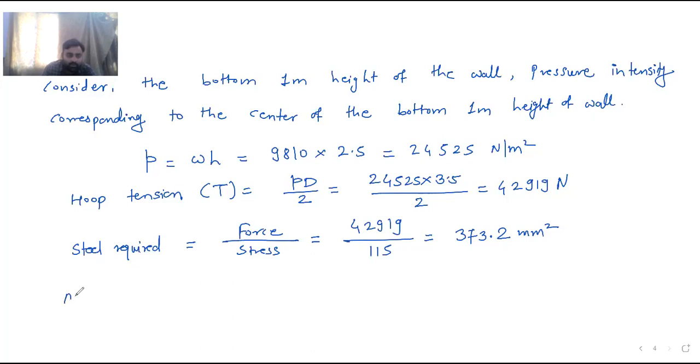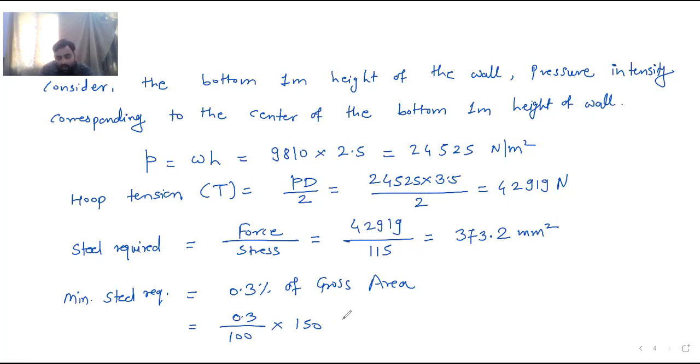Now minimum steel required. We have to check whether it is greater than minimum steel or less than minimum steel. So minimum steel required is equal to 0.3% of gross area. Also remember this: minimum steel for this water tank wall, we have to take as 0.3% of gross area. So it is 0.3 by 100 into this area, the thickness of wall we should consider. It is 150 into, we have taken the height as 1 meter, so 150 into 1.